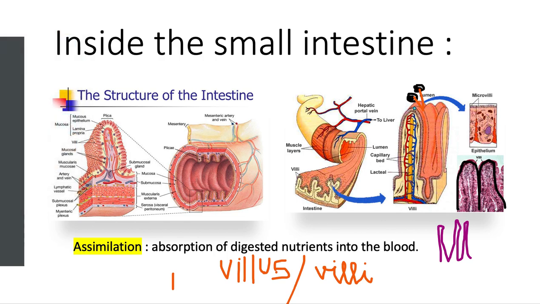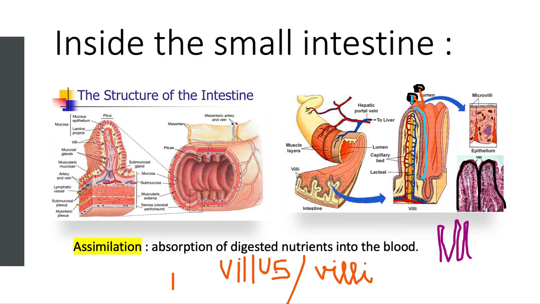So if you can see, this is one villus that has been taken over here, and if you cut it, this is what it's going to look like on the inside. They have a network of blood vessels. What are blood vessels? Blood vessels are like the tubes or pipes through which blood flows. These blood vessels are very close to the surface of the villi.